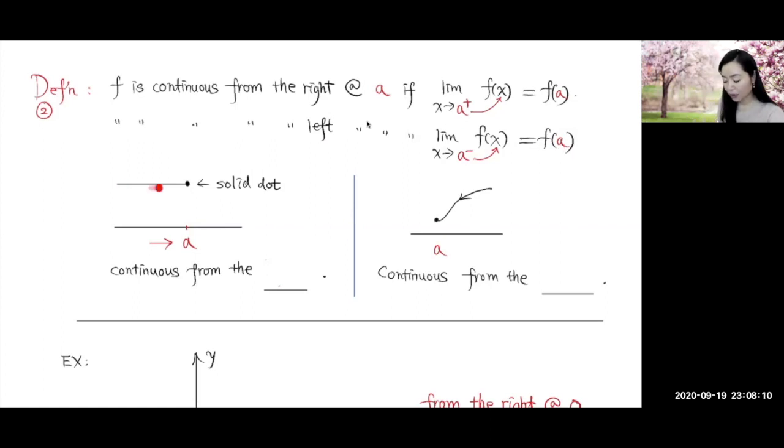Now here is one example. You see this graph right here. When x approaches a from the left side, f of a here, because this is a solid dot, f of a is equal to the left-hand limit of the function. So this function is continuous from the left. This one over here, if you approach a from the right, you see this is a solid dot over here. The right-hand limit of the function is equal to f of a. So this function is continuous from the right. Now, if you're looking at the graph and you see a solid dot like this, then we can tell this is continuous from the right, and this one here is continuous from the left, the solid dot over here.